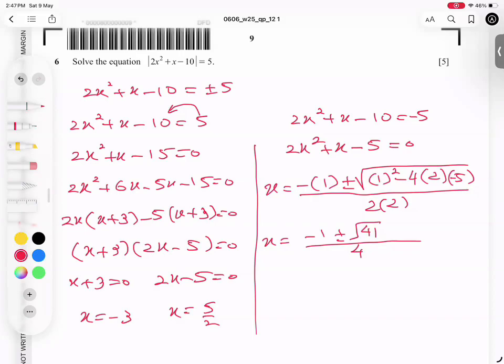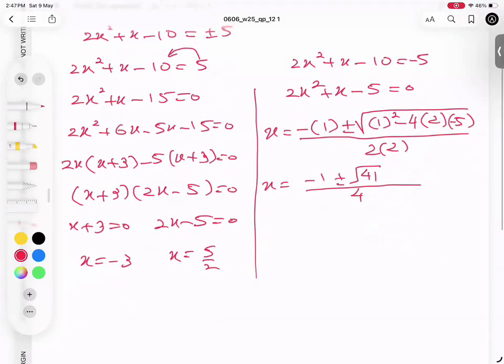So you can see students, two answers are fractions, and we're getting 4 answers here. Negative 1 plus root 41 over 4. And the last answer, negative 1 minus root 41 over 4. And I hope the concept of the question is very, very clear.